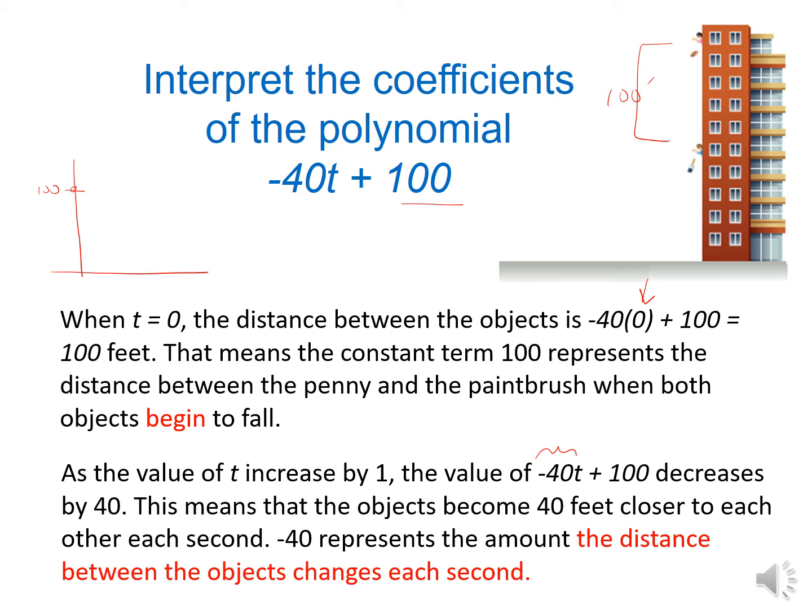So if we were going to do 2 seconds, we would go negative 40 times 2 plus 100, which would be negative 80 plus 100, and that would give us 20. So the distance is now 20 when we get down to that point. We don't usually draw a graph to show the difference. We would draw both graphs and see where they intersect.